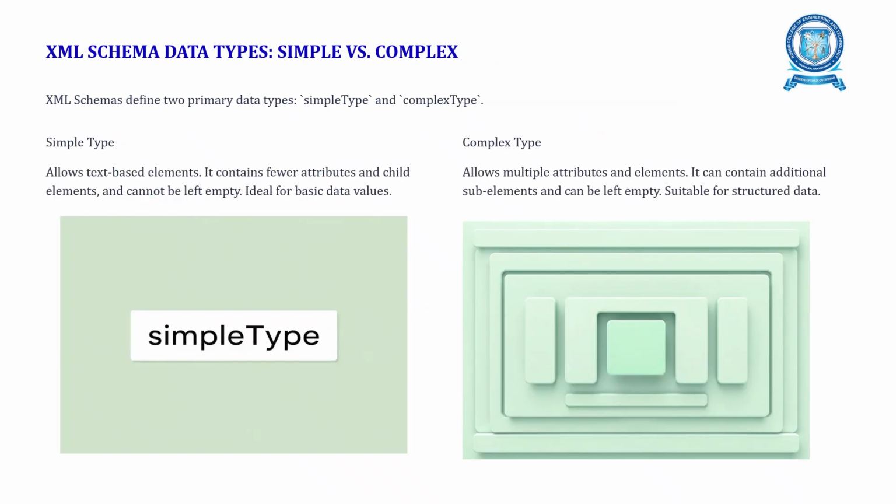XML schema data types. XML schema has primarily two data types, simple type and complex type. Simple type allows text-based elements. It contains fewer attributes and child elements and cannot be left empty. Ideal for basic data values. The complex type allows multiple attributes and elements. It can contain additional sub-elements and can be left empty, suitable for structured data.